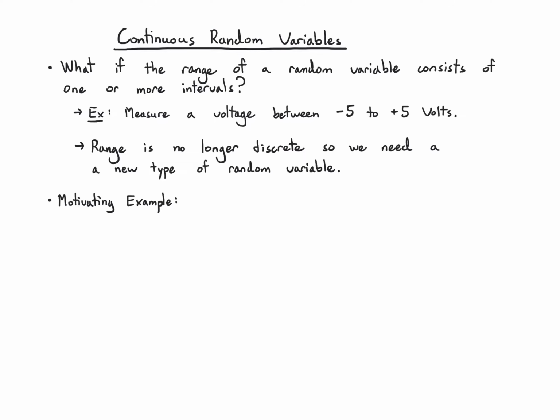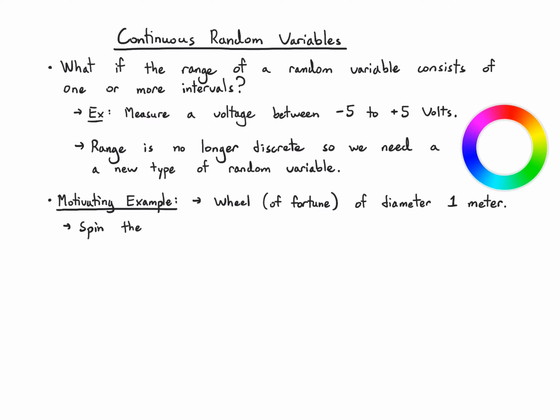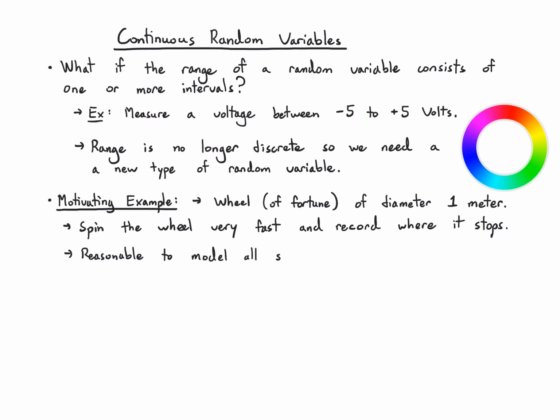So let's just say we have a wheel of fortune and it has diameter exactly 1 meter. What we're going to do is spin this wheel very fast and record where it stops. And this stopping position we're going to say is between 0 and 1. Since we spun the wheel so fast, it's reasonable to assume that every stopping position is equally likely.